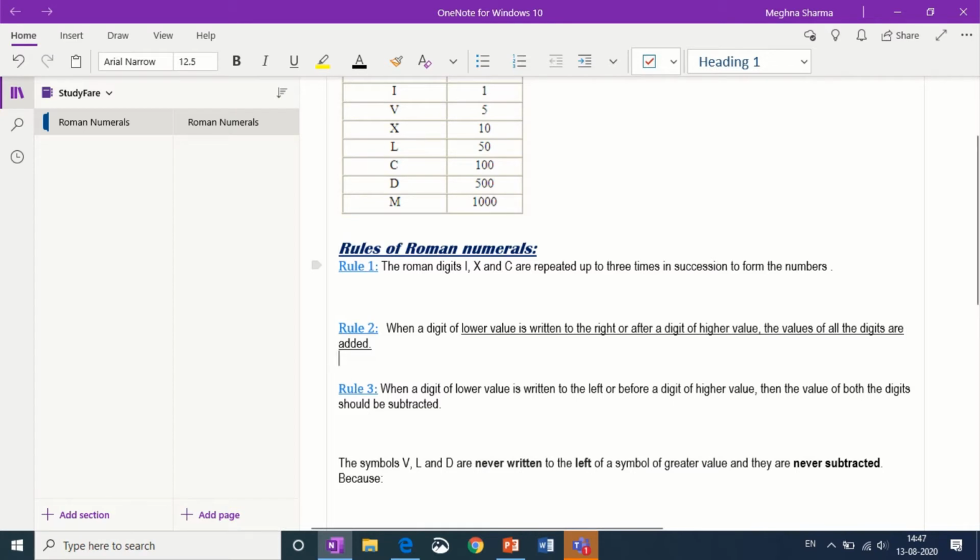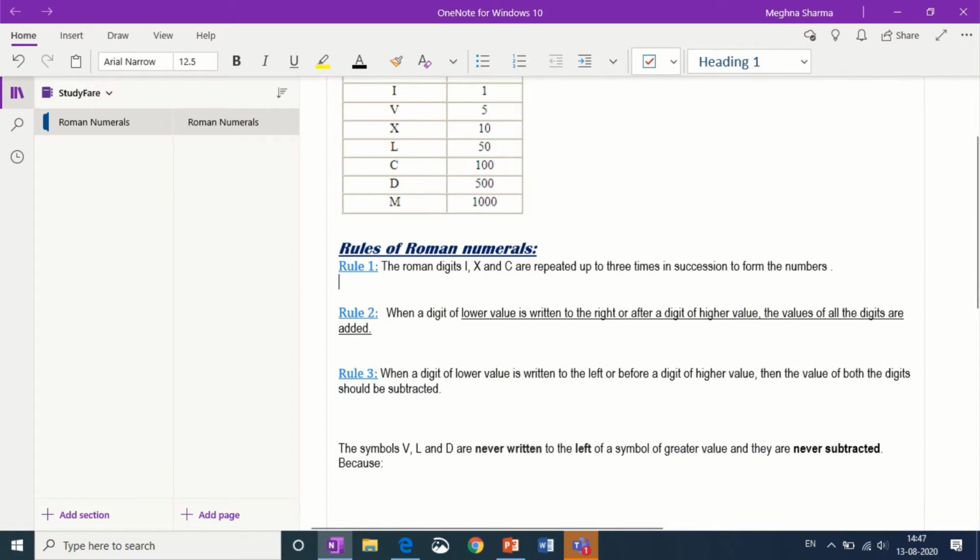Rule 1. The Roman digits I, X, and C are repeated up to 3 times in a continuous manner. This means that the Roman digits I, X, and C can be repeated until 3 times. More than 3 times they cannot be repeated.